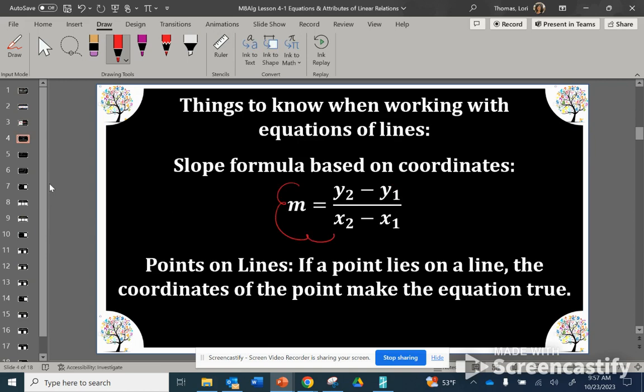Here is our formula. If we don't have a graph, we can use this formula. Remember, our y's represent the vertical change and the x's represent our horizontal change. So our formula is y2 minus y1 over x2 minus x1. These subscripts are just the ordered pair number. So when we find slope, we need two ordered pairs. For example, if we have these two points on a line, this is going to be x1, 5 will be y1. And then we have our second ordered pair, so this is x2, and here is y2.